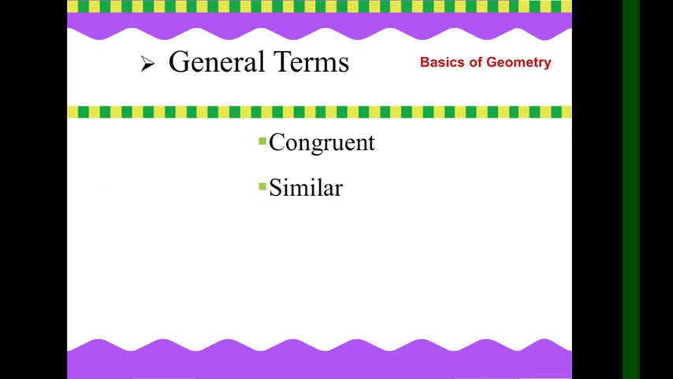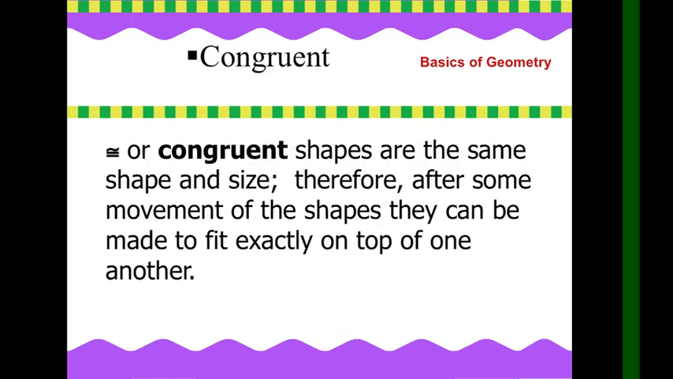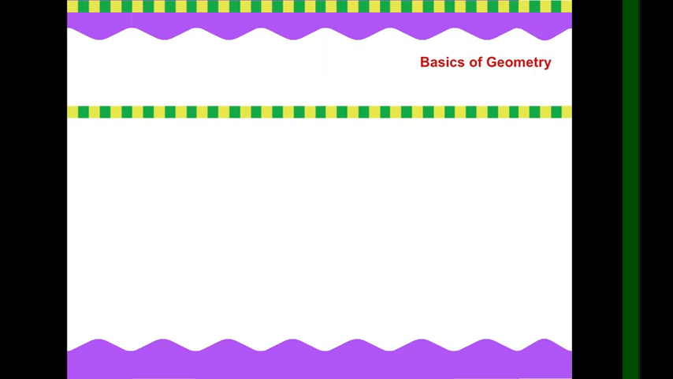Now, there are general terms that we need to understand about this. So we have congruent, similar, equal, union, and intersection. When we say congruent, it has a symbol of an equals sign with a curve on top. So that's congruent: shapes are the same shape and size. Therefore, after some movements of the shape, they can be made to fit exactly on top of one another.